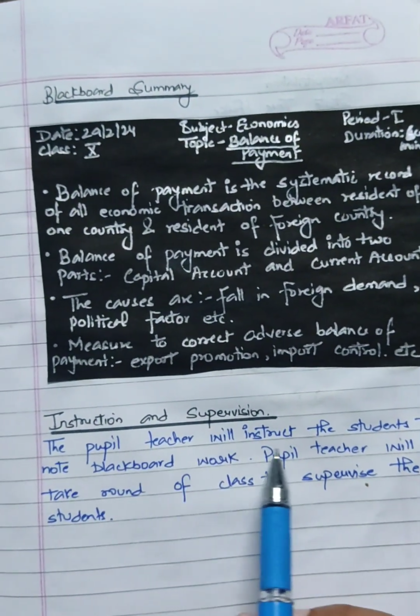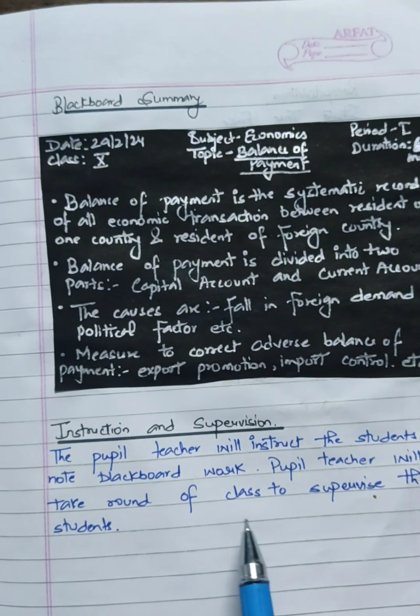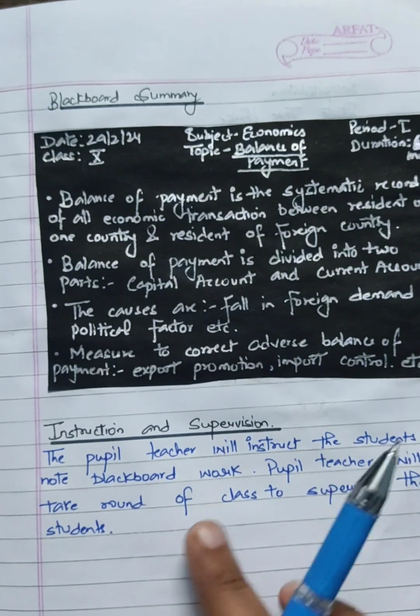The pupil teacher will instruct the students to note the blackboard work. The pupil teacher will take a round of the class to supervise the students. You have to write this in the same manner as I have written.